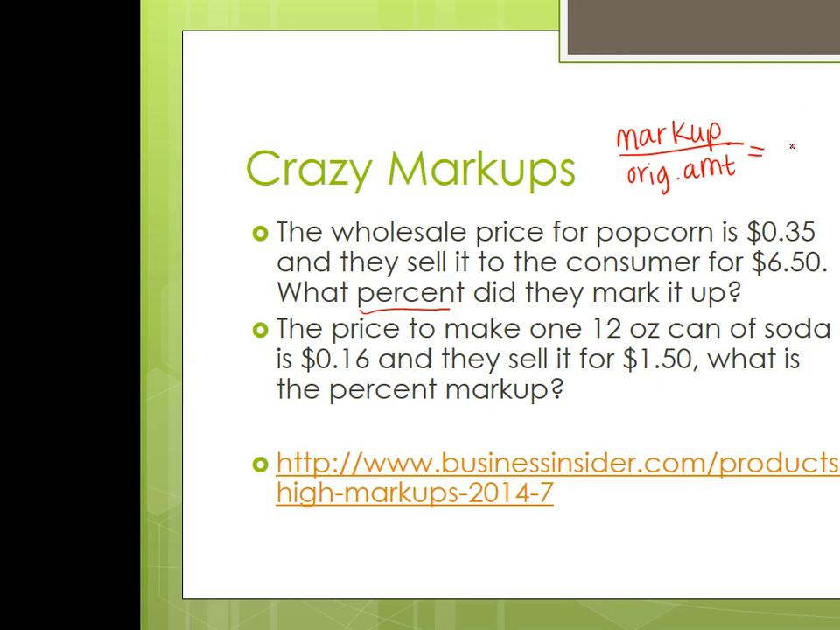So to find the markup, I'm going to subtract the two. So $6.50 minus 35 cents. And then that's going to get divided by the original amount, which was 35 cents, how much it cost you wholesale. So if you subtract on top, you get $6.15. And that's going to be divided by 35 cents. So 6.15 divided by 0.35 is 17.57.